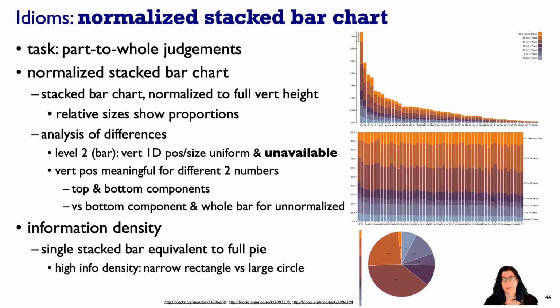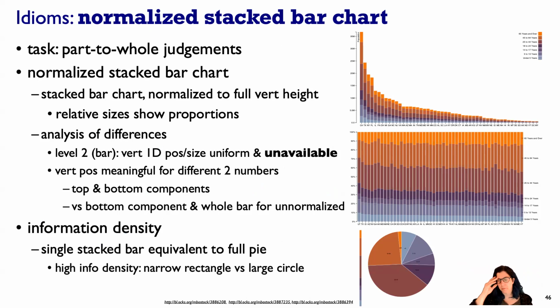Now, there's another way to show part-to-whole relationships. Let's look at the normalized stack bar chart. With that one, we also are thinking about the task of part-to-whole judgments. But we're going to take a stacked bar chart and then normalize it. That is, stretch the bars to go all the way up to the top. And then we've got these relative sizes to show proportions.